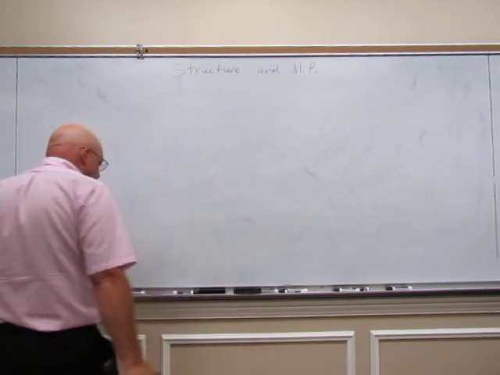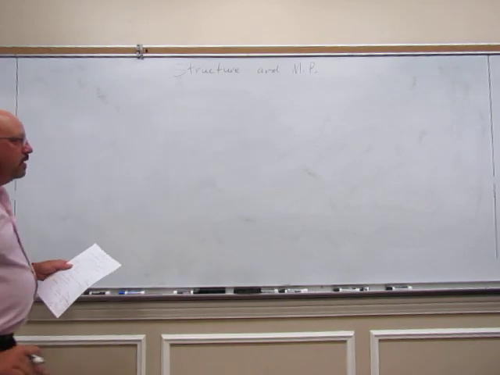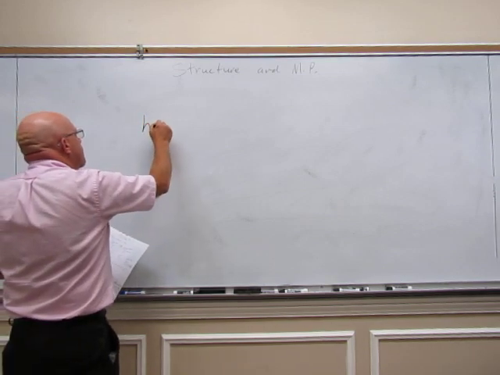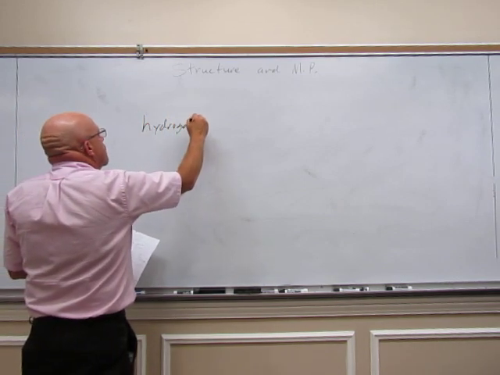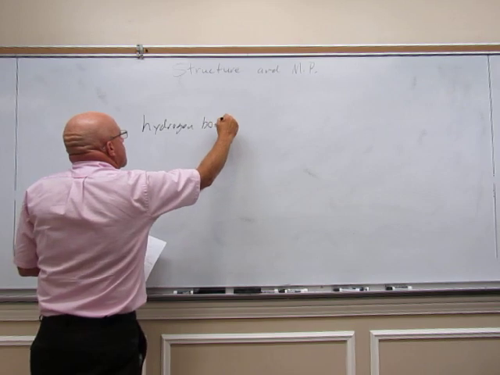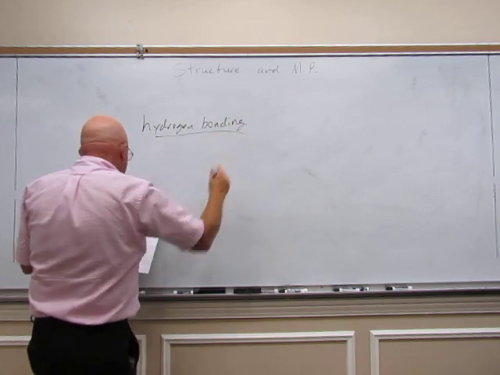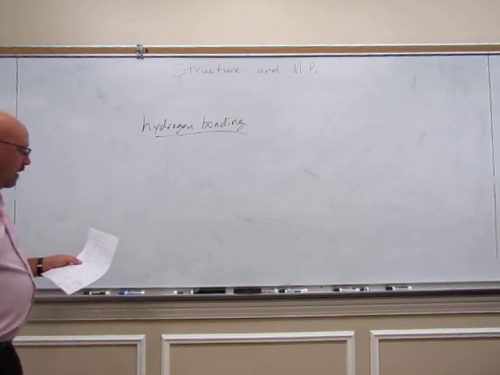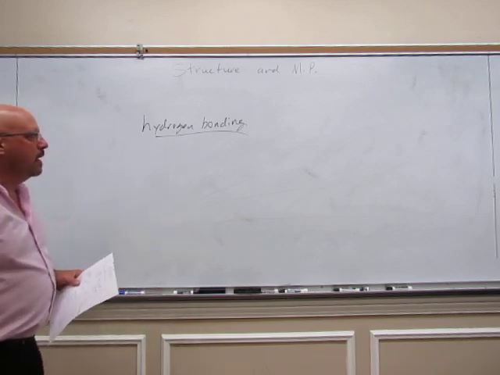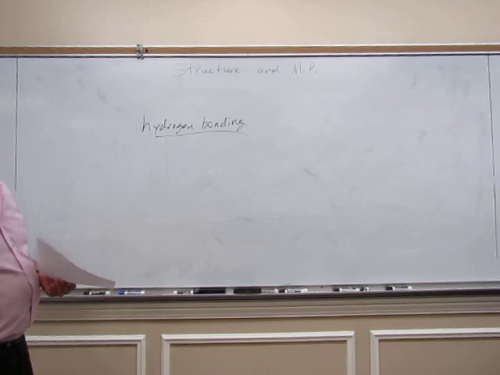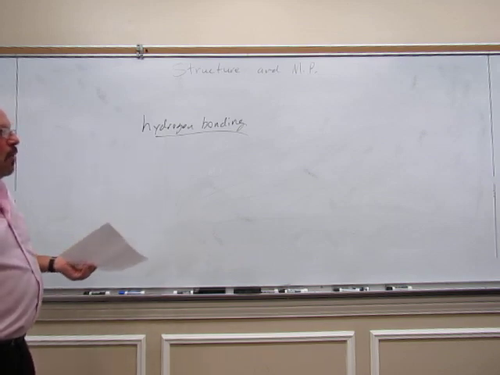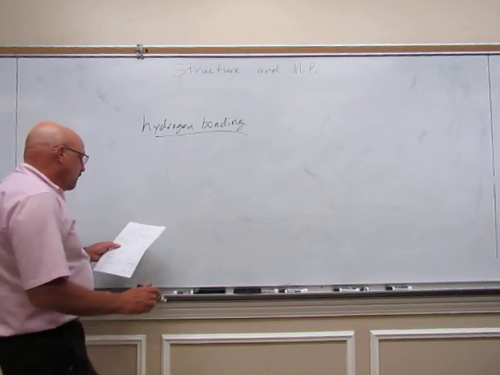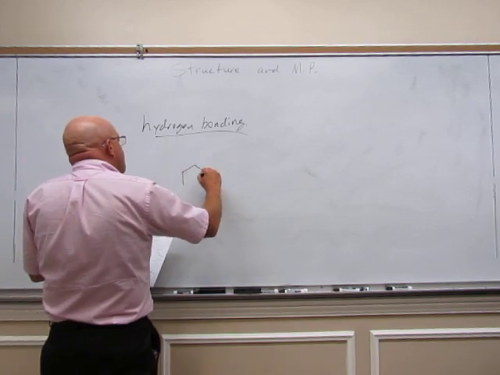Can you think of another good strong interaction that might affect melting points? Hydrogen bonding. This is our next biggest structural effect. If the compound has the capability of hydrogen bonding, then it will have a much higher melting point than something that can't hydrogen bond. Let's look at some examples.